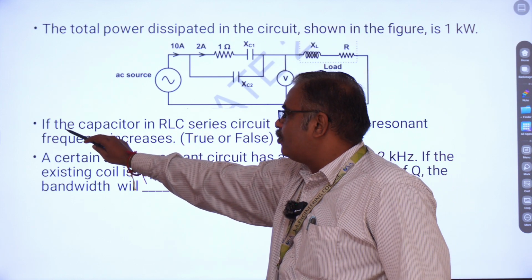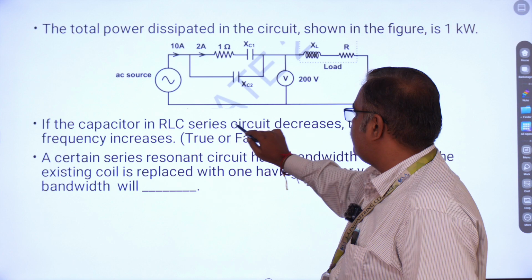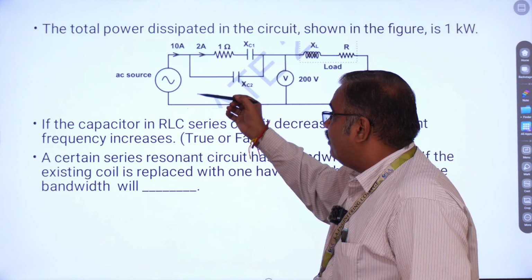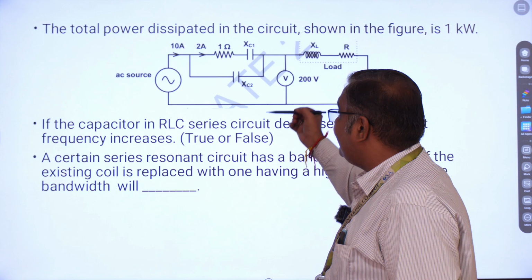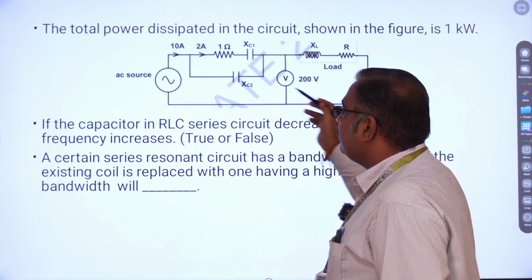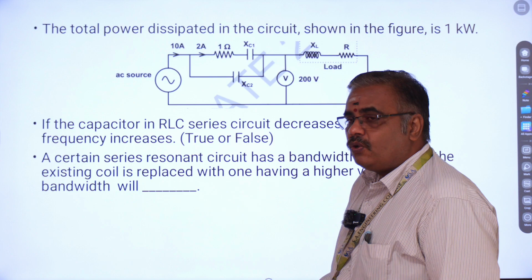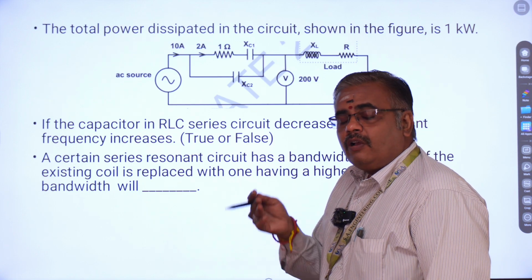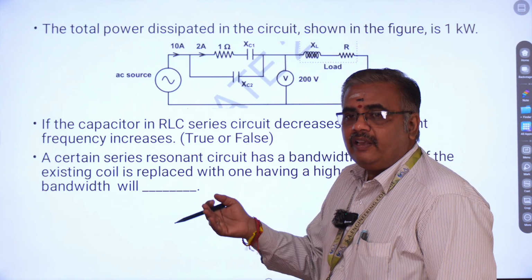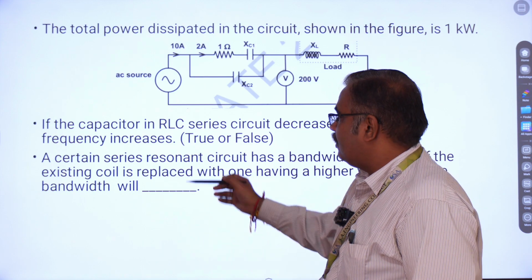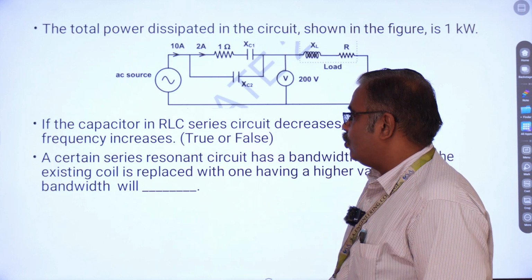Next question: if the capacitor in an RLC circuit decreases, the resonant frequency increases. If the capacitor in an RLC series circuit decreases, the resonant frequency increases. Obviously, it is going to be true. So how is it so? As I told you before, when the frequency keeps on increasing, the capacitive reactance will be getting reduced. So therefore, this statement is going to be a true statement.